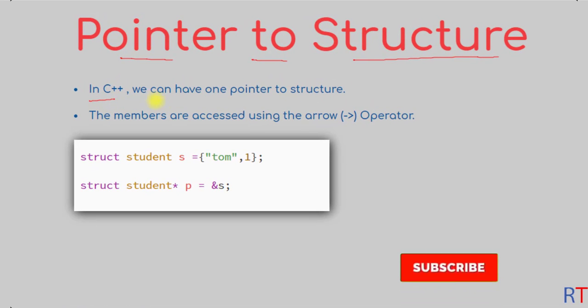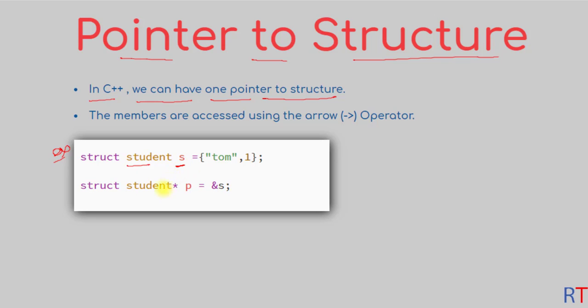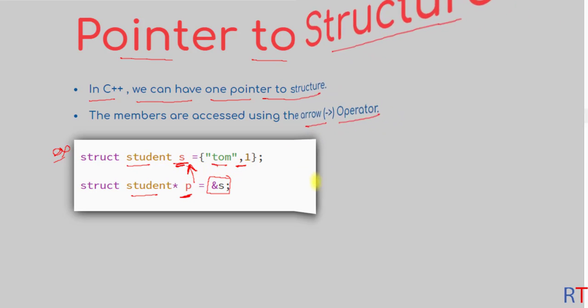In C++ we can have one pointer to the structure. For example, here we have one student variable s, and then we can create one pointer p which can have the address of that variable s, and this way the pointer p can point to the variable s, and we can use the pointer to access the members of that variable s by using the arrow operator.